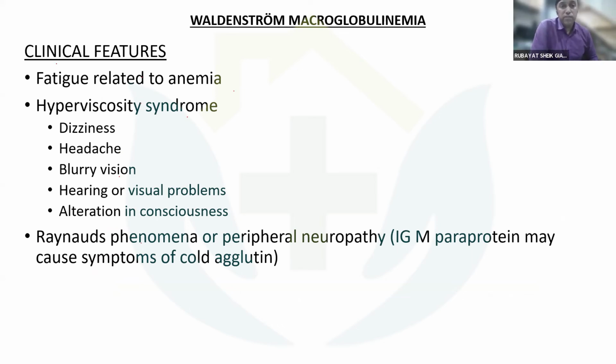Obviously, the patient will have features of anemia because the bone marrow is infiltrated with lymphocytes. You have hyperviscosity syndrome, obviously, because of high levels of IgM in the blood. The patient will be dizzy, have headache, blurry vision. There will be altered consciousness. They may even present with Raynaud's or peripheral neuropathy because of the high IgM levels.